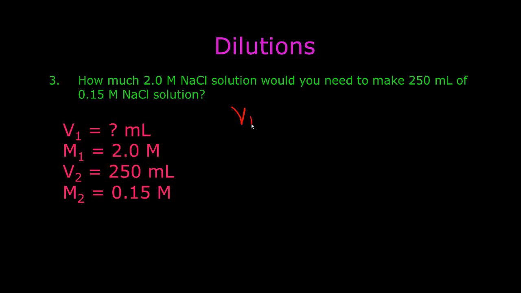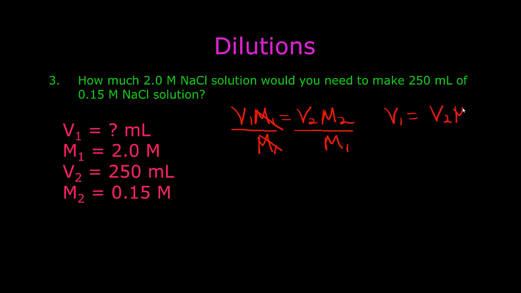Our formula is V1 times M1 is equal to V2 times M2. I need to rearrange it to look like V1 equals. So I look for my variable, V1, and it is multiplied by M1, so I have to do the opposite, which is divide. And I want to move the M1 to the other side, so I divide by M1. M1 divided by M1 is 1, so they cancel. And I'm left with V1 is equal to V2 times M2 divided by M1. I'm just going to plug those in.